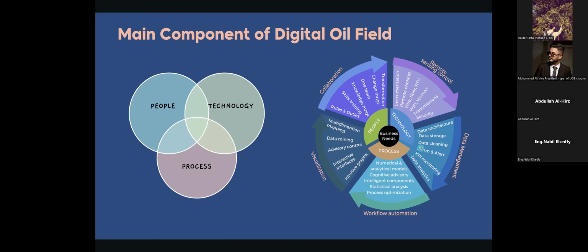We need to build a database that hosts that data, and we need to decide how much storage we need for the data that's coming to us. So, for example, a field that has 100 wells is different from a field that has 2,000 wells. 2,000 wells definitely need more storage to host that data. We need to clean the data for us.